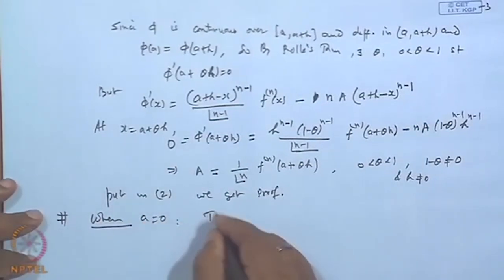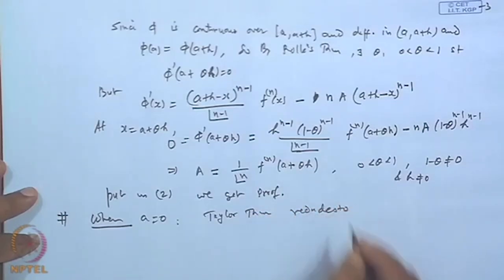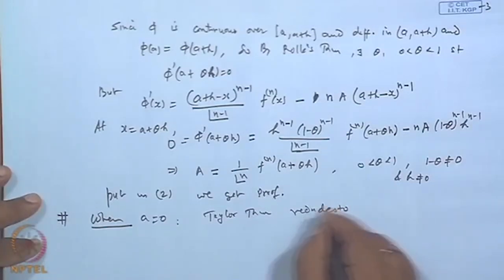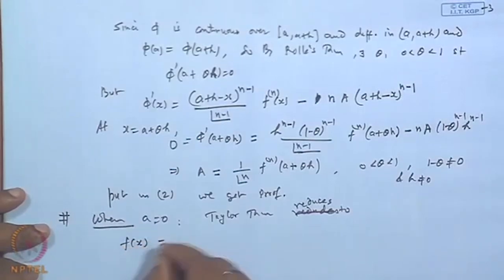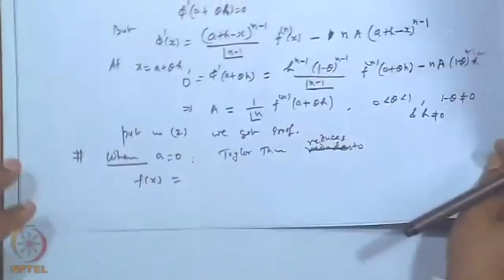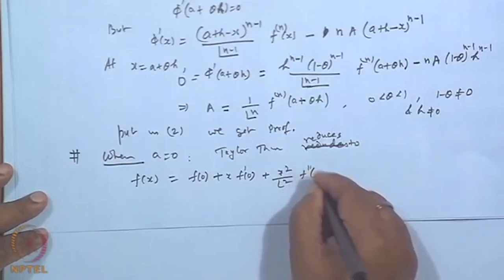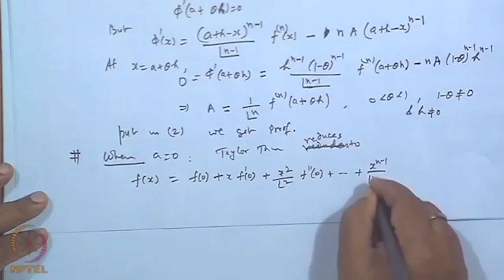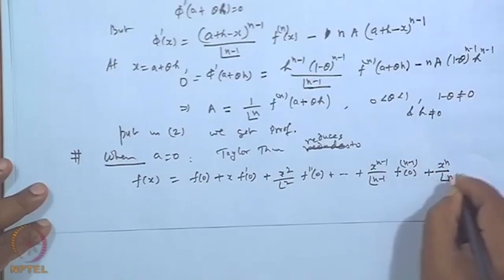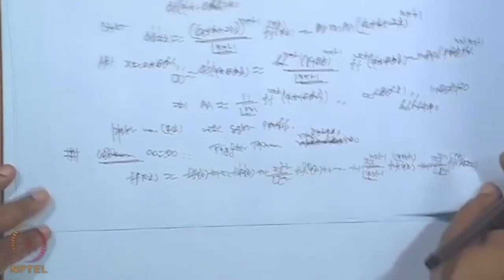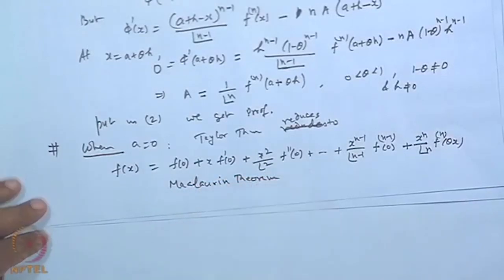when a equal to 0, then the Taylor series, Taylor's expansion or Taylor's theorem reduces to the expression which is f(x) equal to f(0) plus x f'(0) plus x square over factorial 2 f''(0) and so on, x to the power n minus 1 over factorial n minus 1 f^(n-1)(0) plus the remainder term, that is x to the power n over factorial n f^n(θx). And this form is known as the Maclaurin's theorem. Okay, this we get.